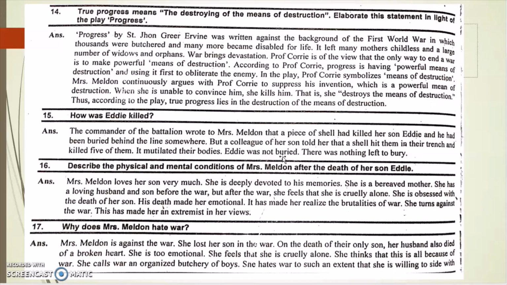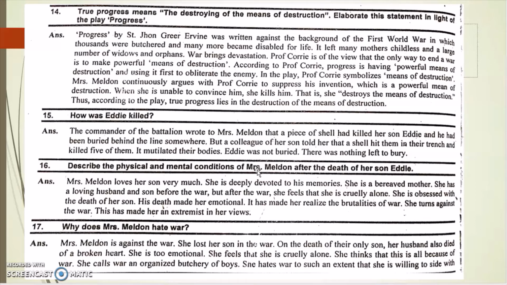Eddie was not buried, and there was nothing left to bury because his body was in pieces. They could not find his body, and that is why he was not given a proper burial. Although the commander of the battalion wrote earlier, and he told a lie to Mrs. Meldon that Eddie was given a proper funeral and he was buried in a proper grave, but now she realizes that the son did not even have a grave because the body was in pieces.